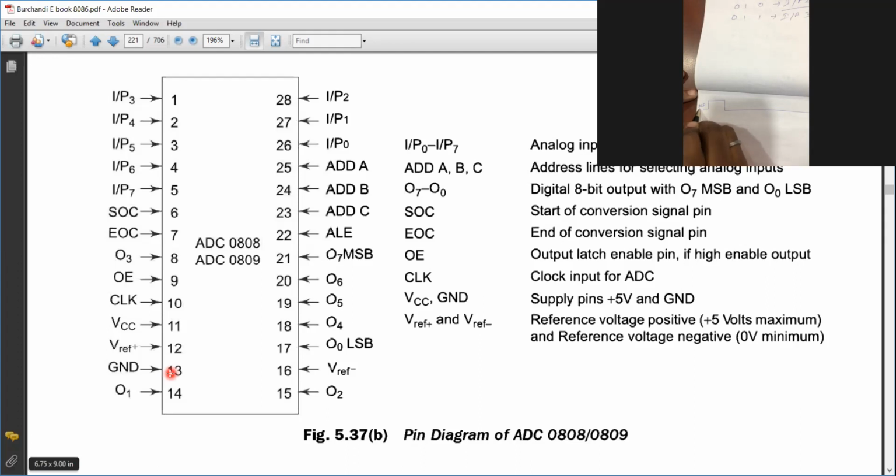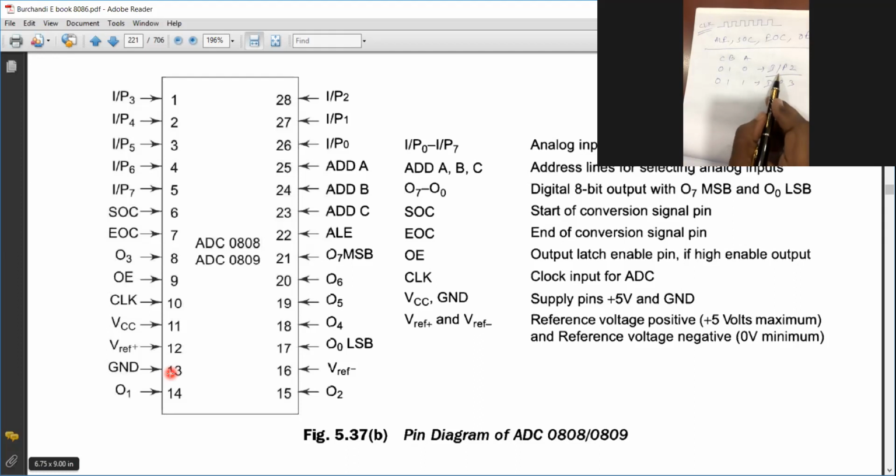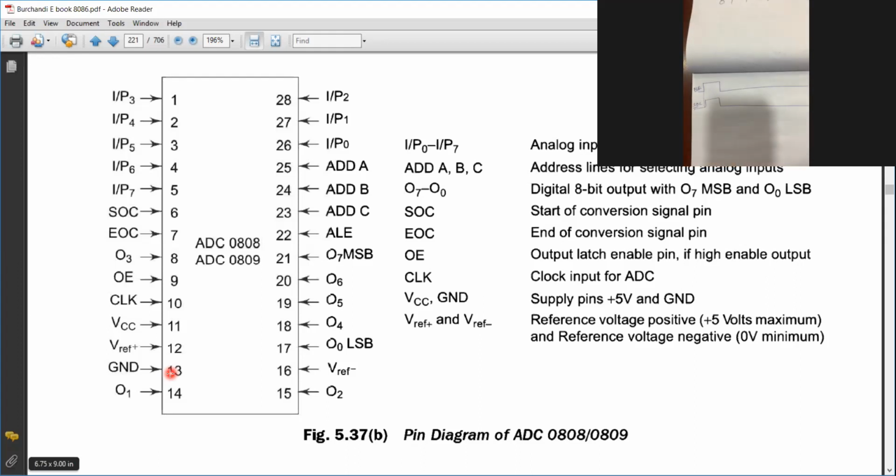ALE, address latch enable. After given the ALE signal, this input channel 2 is permanently selected. Next, there is another signal, which is given after a certain delay, or you can give it at the same time. It is called SOC, full form start of conversion.